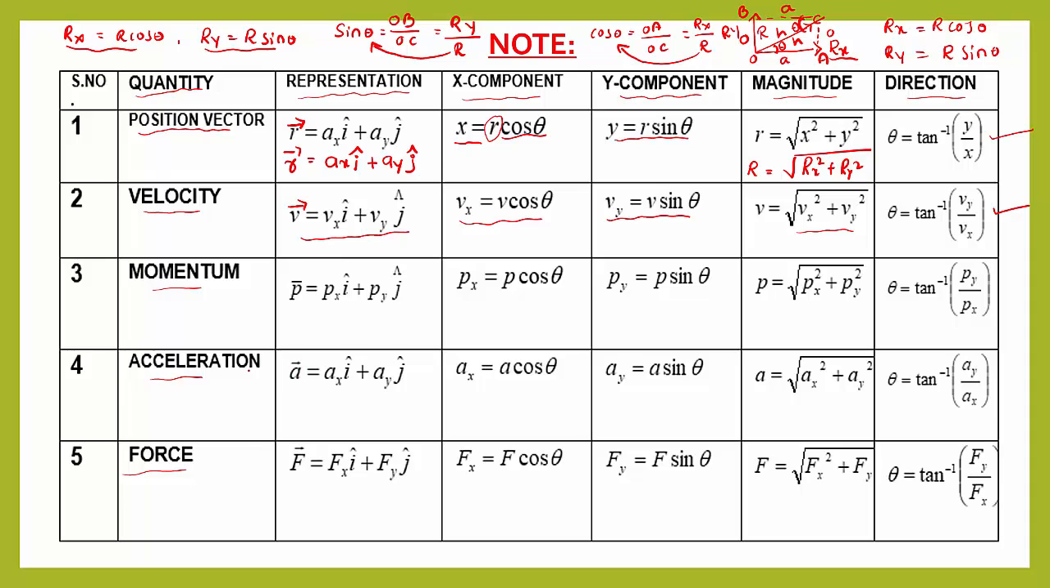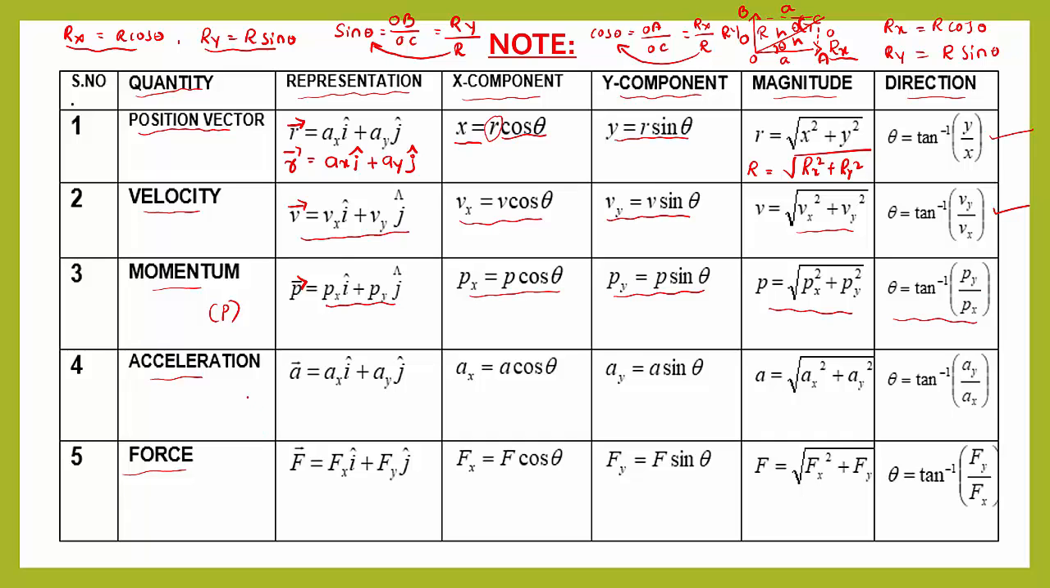Then similarly, momentum. So linear momentum is denoted by P. So vector P is equal to Px i cap plus Py j cap, and its x component is Px equal to P cos theta and y component is Py equal to P sin theta. Magnitude is P equal to square root of Px square plus Py square, and its direction is theta equal to tan inverse of Py divided by Px. So this is about momentum.